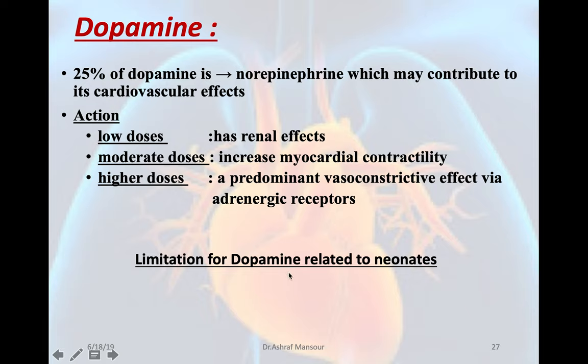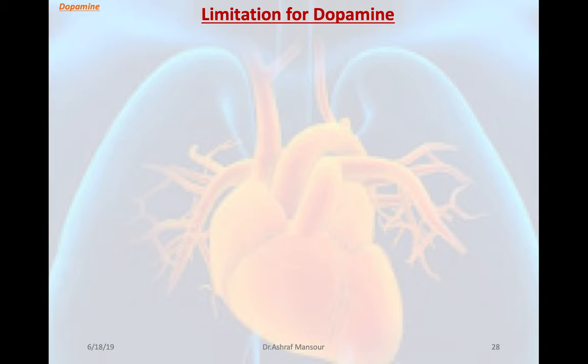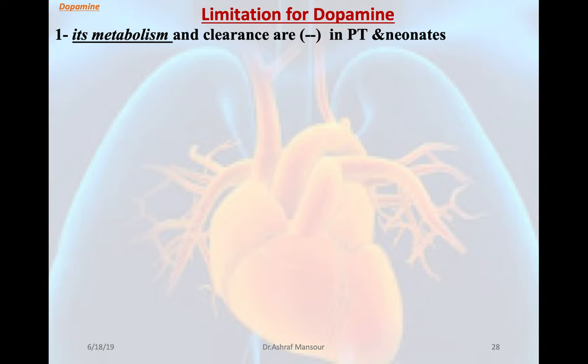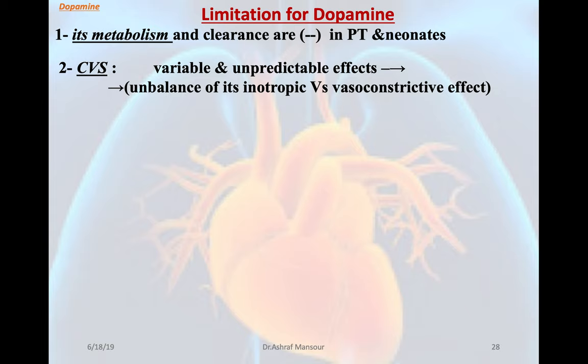Limitations of dopamine related to the neonate. So there are limitations for dopamine in the neonate. Number one, its metabolism and clearance are less in preterm infants and neonates. Number two, the cardiovascular system has variable and unpredictable effects, with an imbalance of its inotropic versus vasoconstrictive effects.